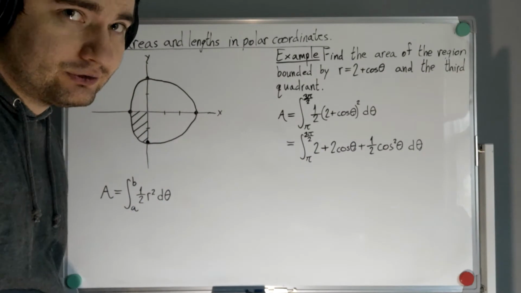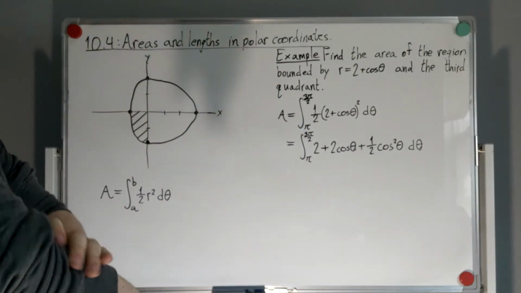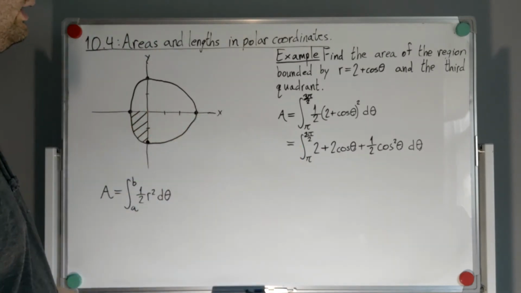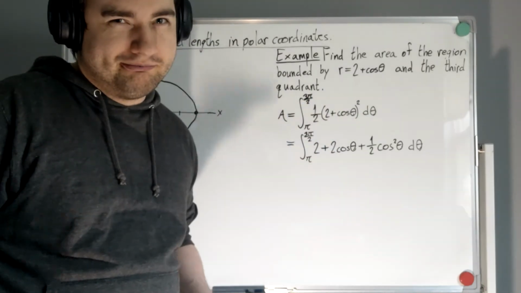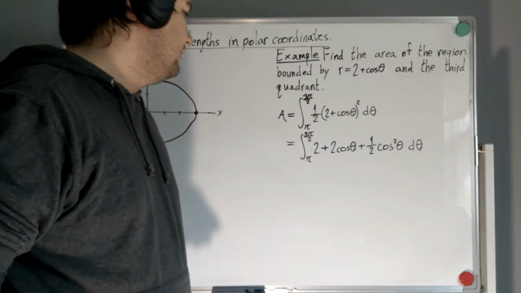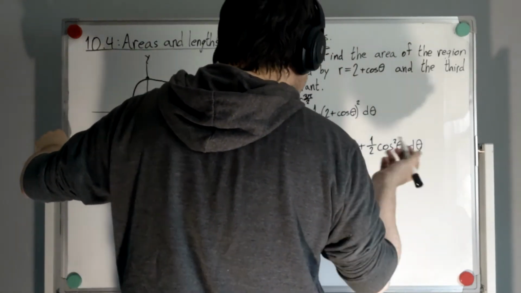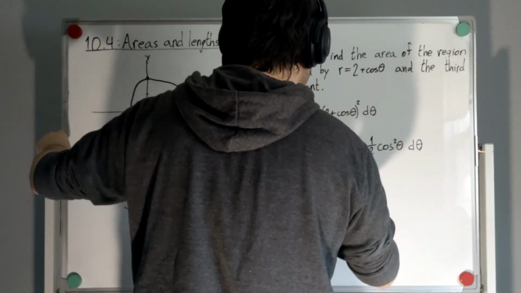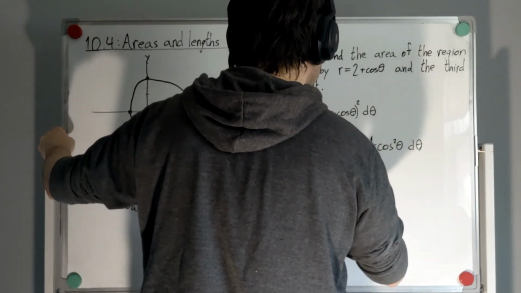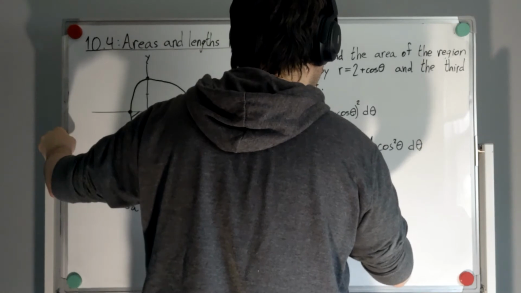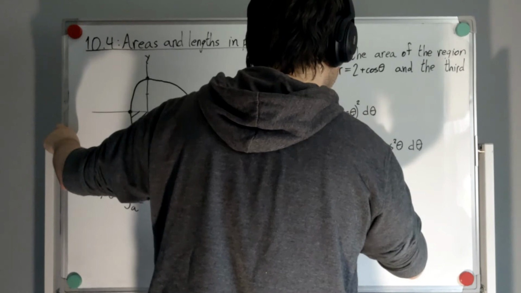Okay? So now the rest of the problem just comes down to solving this integral. First of all, these two first terms can be handled fairly easily, I think. The antiderivative of 2 is just 2 theta. The antiderivative of 2 cosine theta is just 2 sine theta. This stuff is evaluated from pi up to 3 pi over 2.